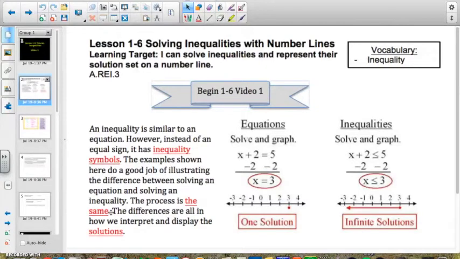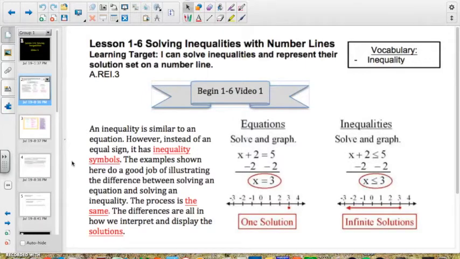For example, in the equation x plus 2 equals 5, if we were to solve that, we get one single answer, x equals 3. 3 is the only number that we can plug into that and have that statement be true. If we look at the inequality on the right, however, we have the same basic premise. We have x plus 2, but this time instead of having an equal sign, we have a less than or equal to sign, and then our 5.